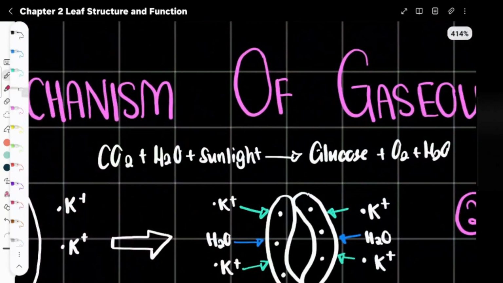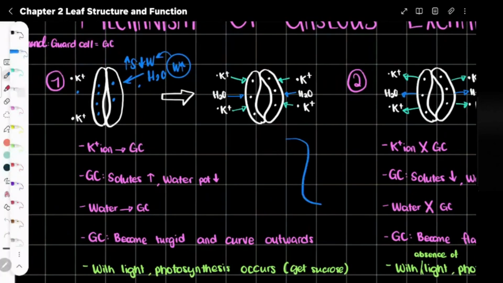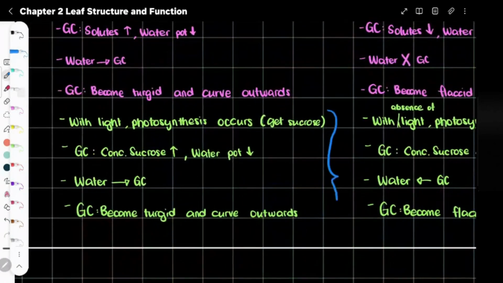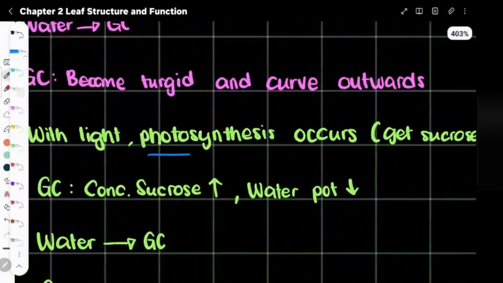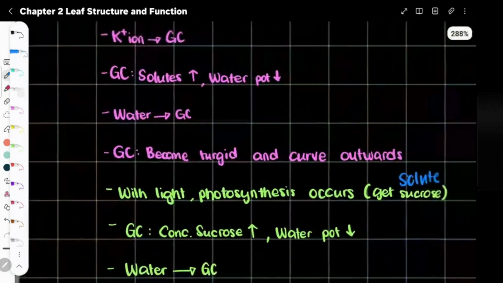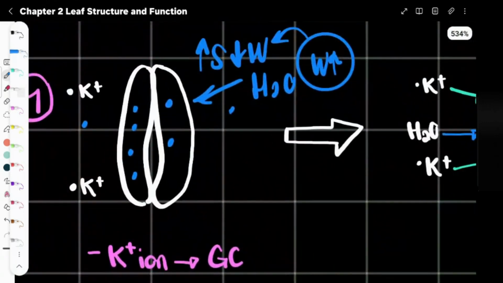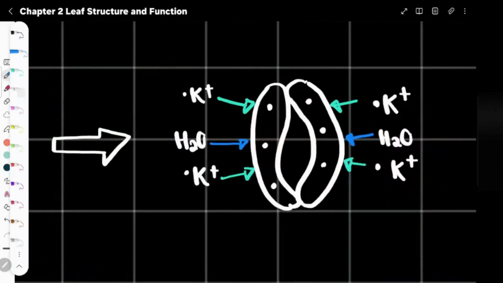But you have to know if it's at sunlight, at daytime. So for the mechanism, you have to know there are two parts here. When there's no light, what will happen? Second, when there is light, what will happen? If there is light, photosynthesis will happen. So what will you get? You will get sucrose, or also known as glucose, and sucrose is a solute. So now imagine the guard cell has a lot of solute, a lot of sucrose. So what will happen? The same process will happen.